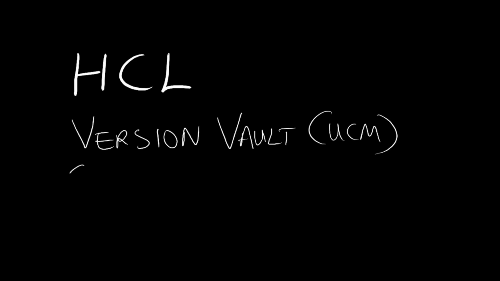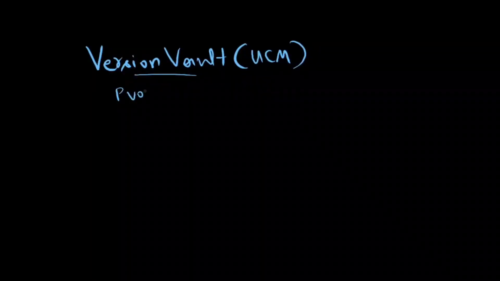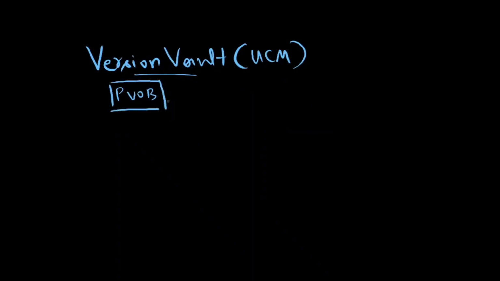Hello everyone, in this video we will be talking about integration of VersionVault-UCM and Compass. Coming to UCM, it is nothing but Unified Change Management, which is an activity-based workflow management process in VersionVault. A typical UCM setup will have a project VOB and component VOBs under it, where the actual source code resides.